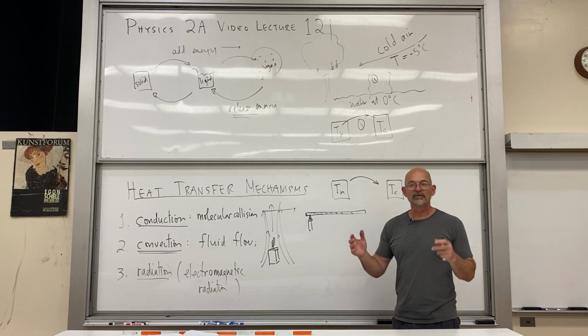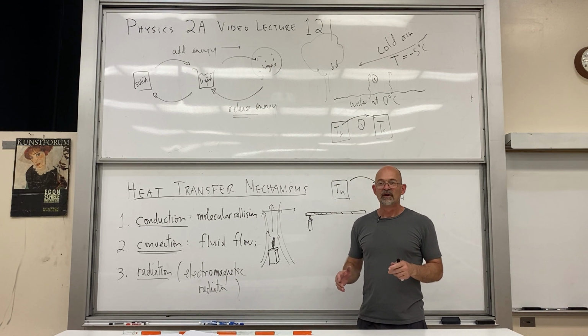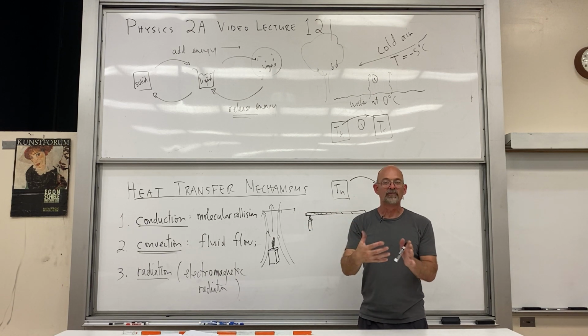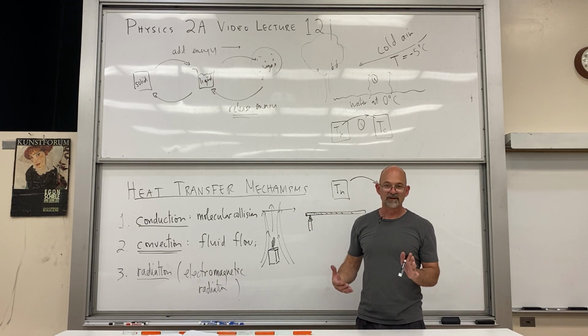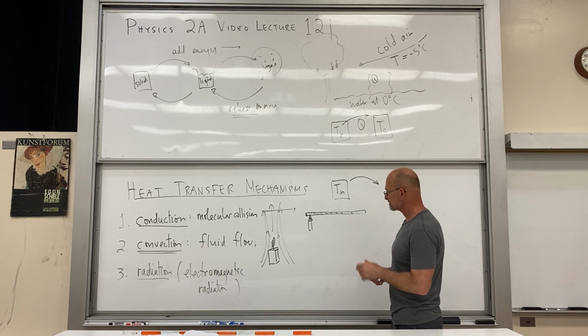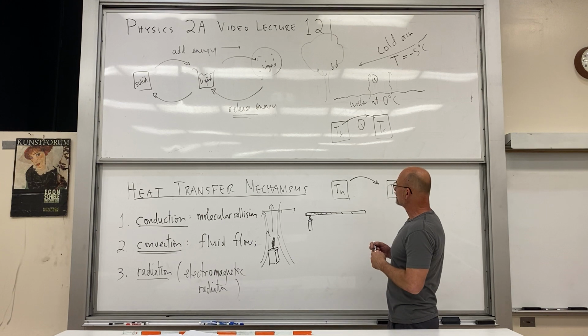If you have a powerful incandescent bulb and you switch it on, from a distance you can actually feel the warmth on your hand immediately. That's the radiation. It hasn't had time to conduct over, you just feel it like that. Good, those are the three heat transfer mechanisms.